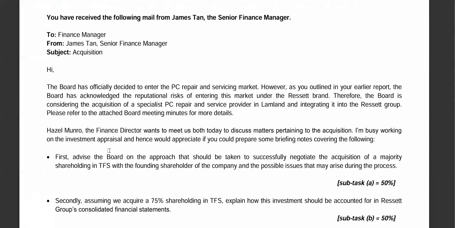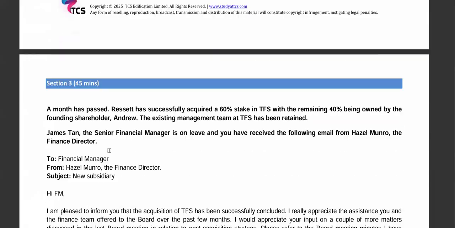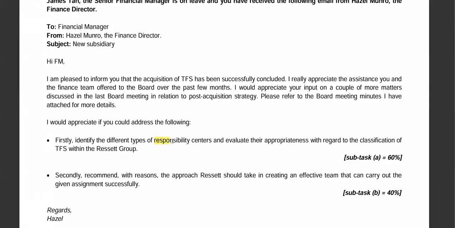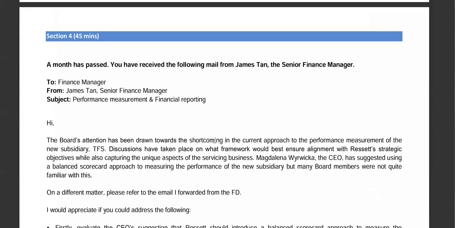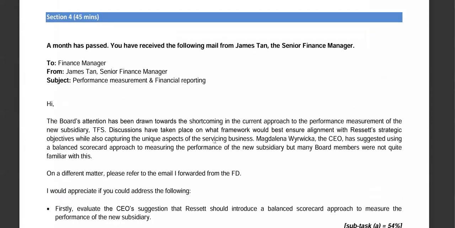And as we move on, you have another P2 related task in section 3. This relates to responsibility centers. However, in today's session, I would focus on section 4, in which we are told that we have acquired TFS, and it is a new subsidiary, and we are looking at the performance measurement of the new subsidiary. So let's start with the email. A month has passed. You have received the following email from the senior finance manager. So it relates to performance measurement, P2 related, and financial reporting, which is F2.